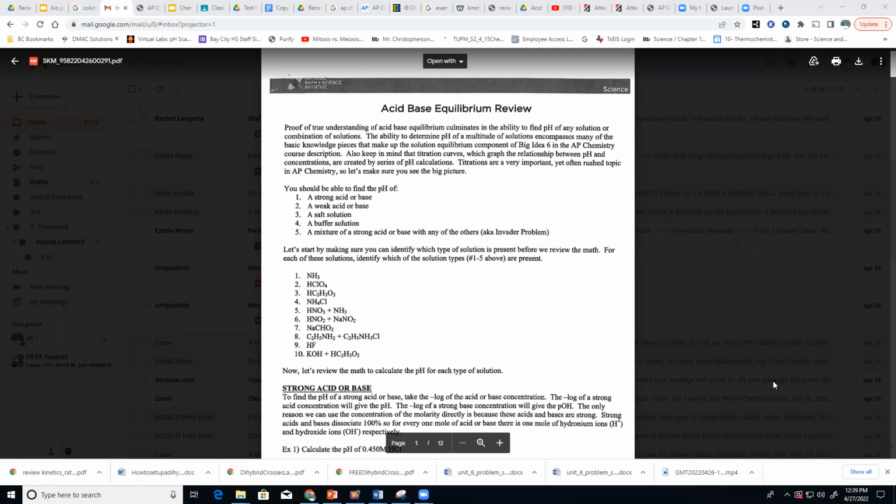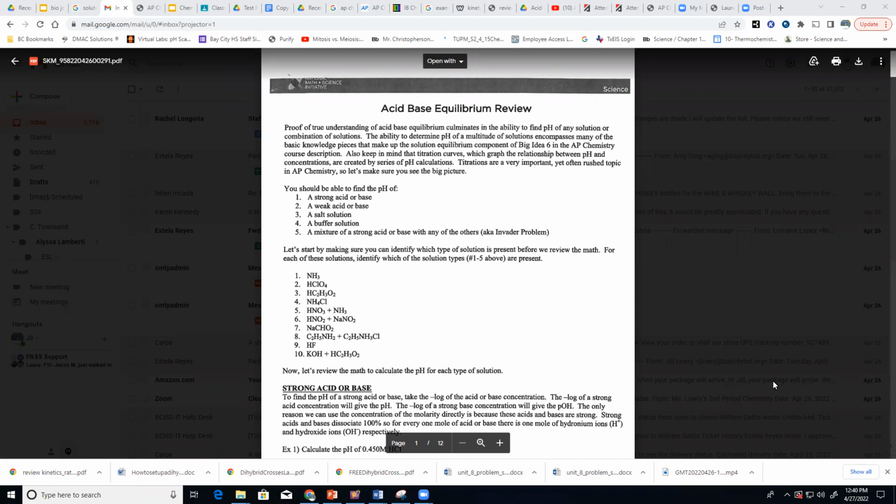So let's see. As far as acids and bases go, that gives you some things you should be able to do for this unit. I think probably the buffers, 3, 4, and 5, well, that's over half of them, are probably our hardest part. All right, so let's just start here, and we're just going to work through this review.